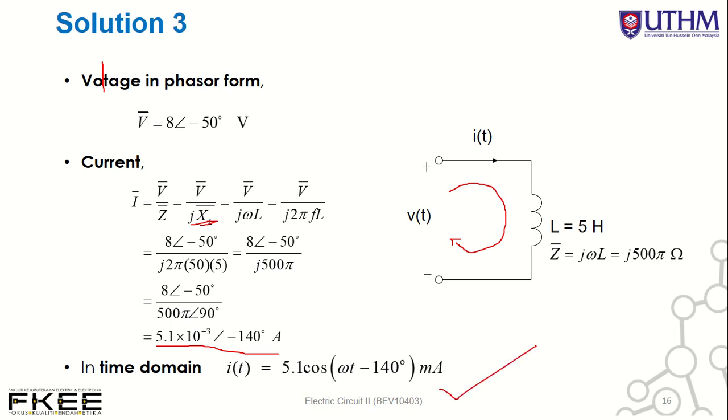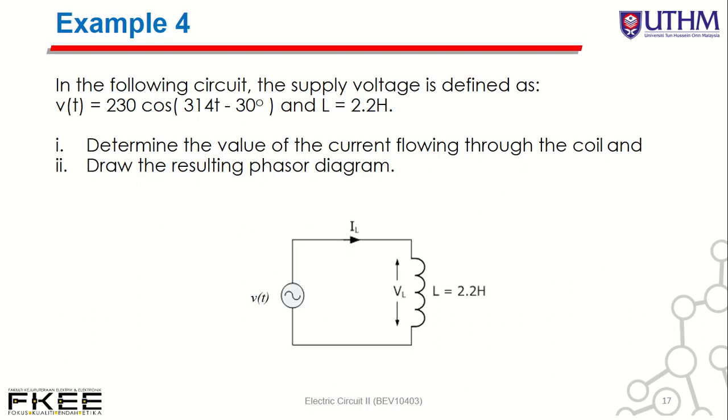Okay, so it is clear how to analyze the L circuit, and you have to know this one: Z_L equals j omega L. Okay, next we try example number 4.